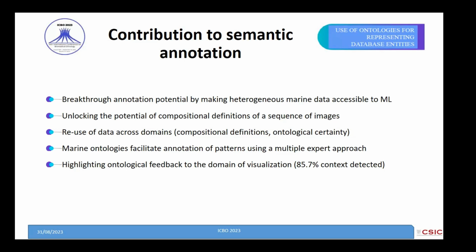The fourth point is useful to highlight the existence of a gap between what is required by stakeholders and what can be offered by experts. This is not only a gap, but a structural difference. The main focus of stakeholders is on nouns, decisions, and protocols, while scientists offer observations and hypotheses. And the fifth point, marine ontology feedback, presents a substantial positive bias to the domain of visualization.